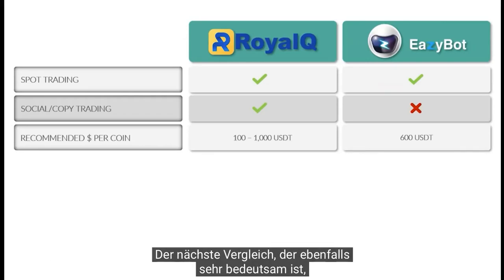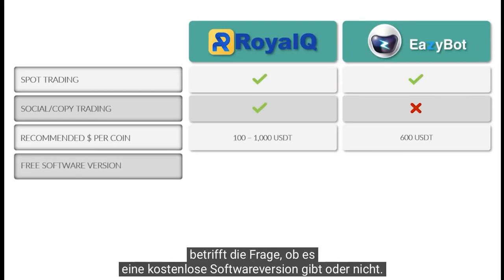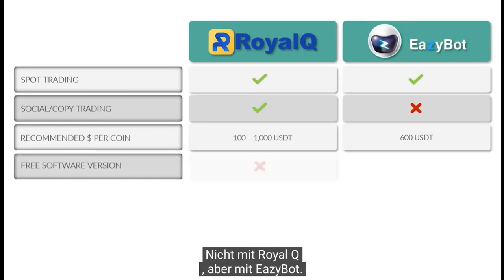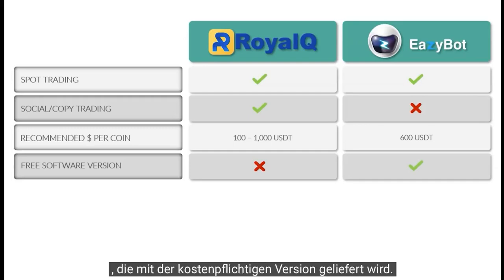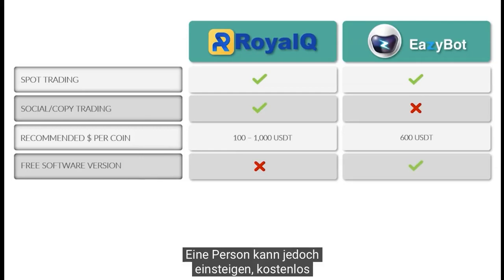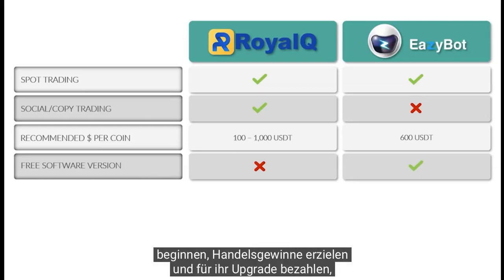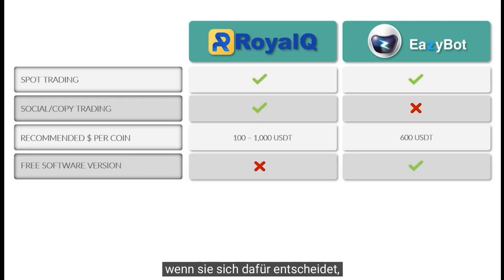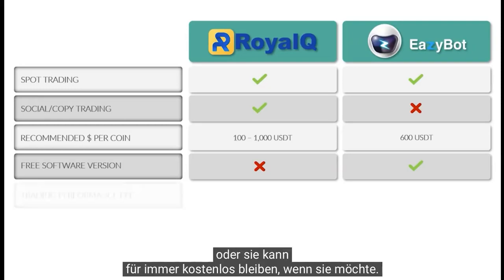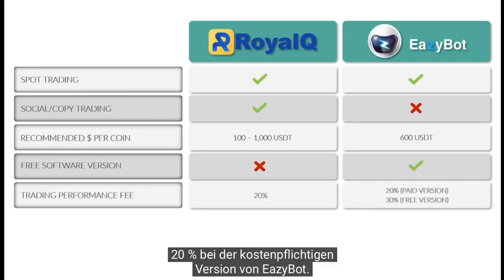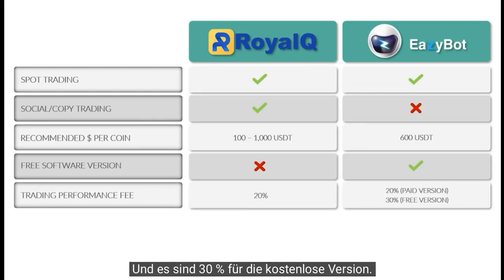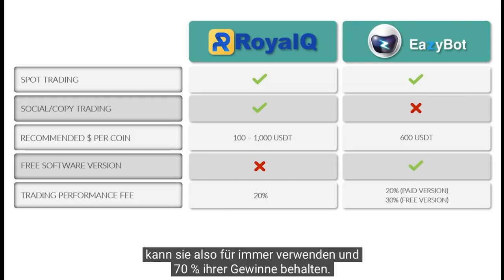The next comparison, which is another quite significant one, is whether or not there is a free software version. There is not with RoyalQ, however, there is with Eazybot. The free version does not have the full-blown functionality that comes with the paid version. However, a person can get in, get started for free, start earning trading profits and pay for their upgrade if they choose to do so, or they can stay free forever if they want. The trading performance fee is 20% with RoyalQ. It's 20% with the paid version of Eazybot as well, and it's 30% for the free version. So a person using the free software can use it forever and keep 70% of their profits.